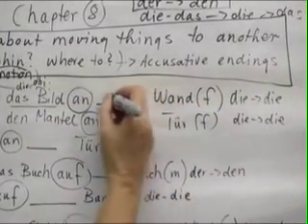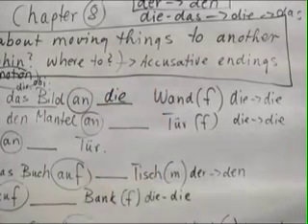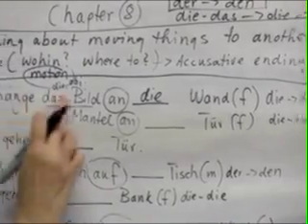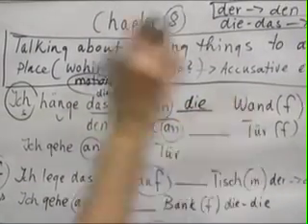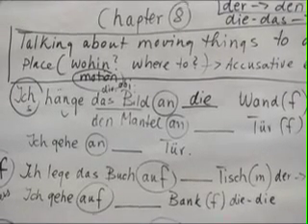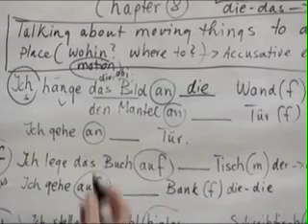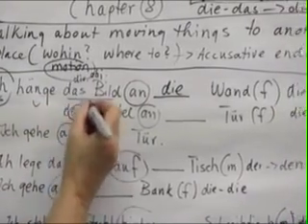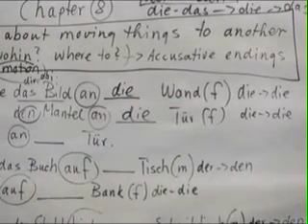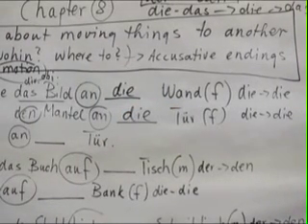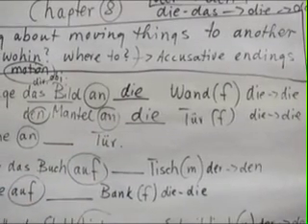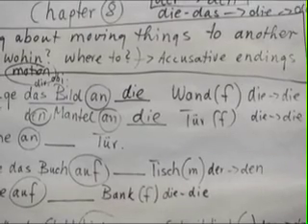So Wand is a die word. So we are saying an die Wand. I am hanging the picture onto the wall. Ich hänge das Bild an die Wand. And now I'm picking up my coat and I'm moving it to someplace else. So ich hänge den Mantel an die Tür. Right. I picked it up from the floor or the bed or wherever, and I'm hanging it onto the door. So there's motion. I'm moving the coat from one place to another one.